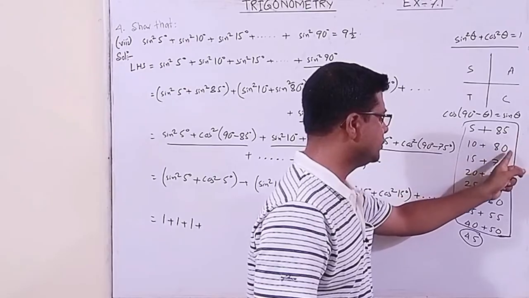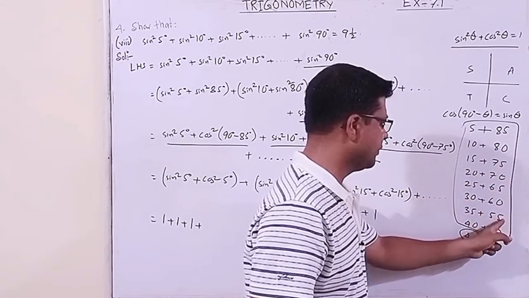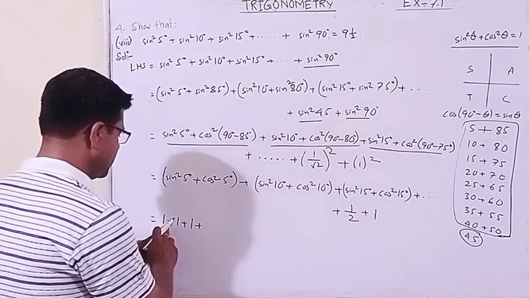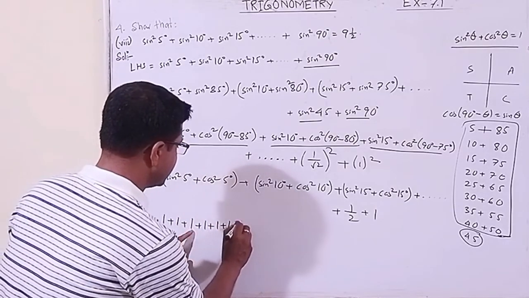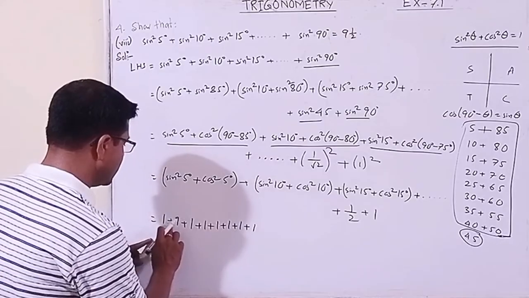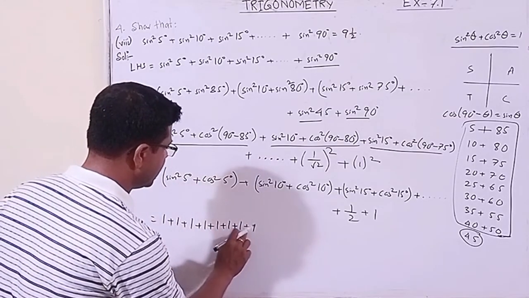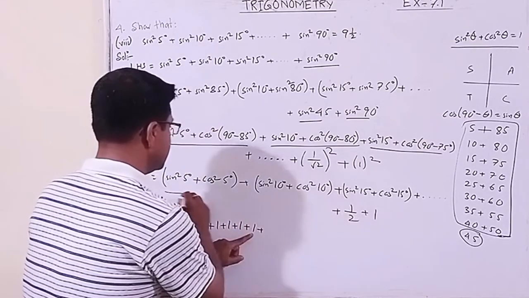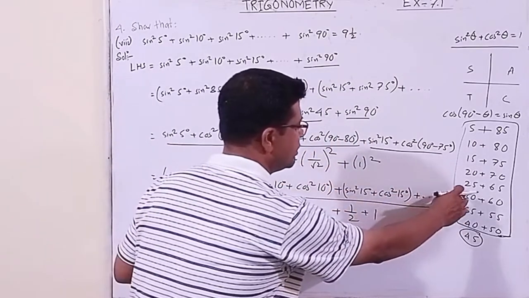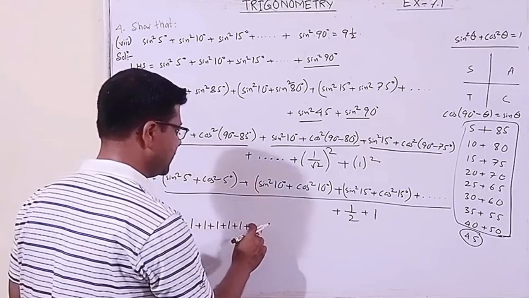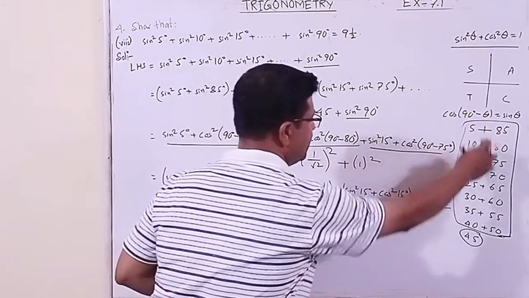So how many pairs are there? 1 2 3 4 5 6 7 8. 8 pairs. Let us count again. 1 2 3 4 5 6 7 8. All these pairs plus the dot dot dot dot parts are also included here. You can check, because there are 8 pairs.